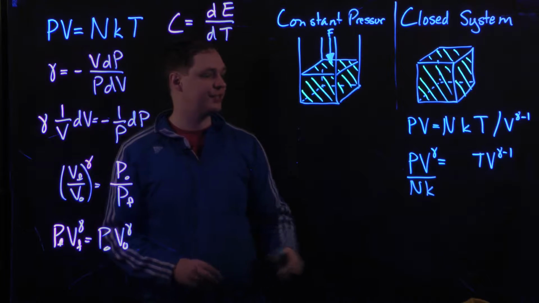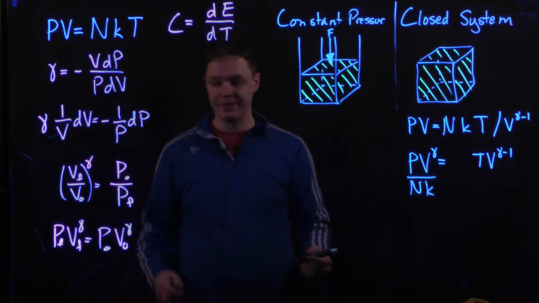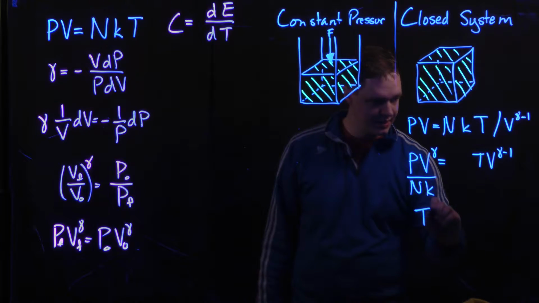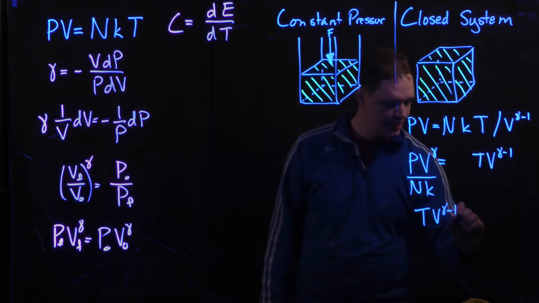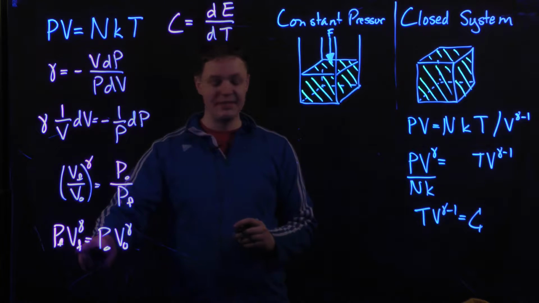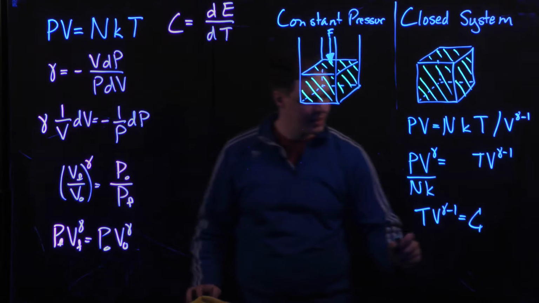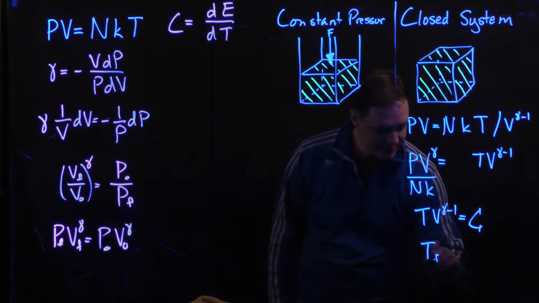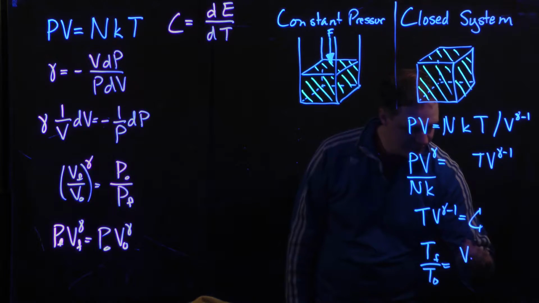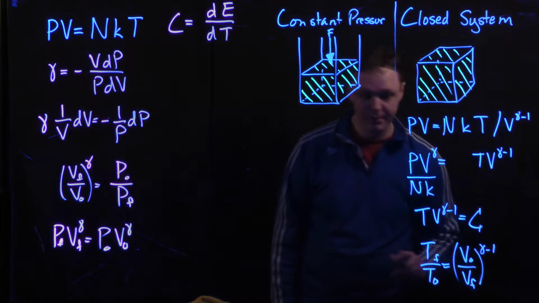And now I have the relationship that everything on this side is constant, so this side has to be constant as well. So I get my new relationship, which is T V to the gamma minus 1 is equal to a constant. But just like last time, if these things are equal to a constant, I can also write this in terms of a ratio. And so this would say T final over T initial is equal to V initial over V final to the gamma minus 1 power.